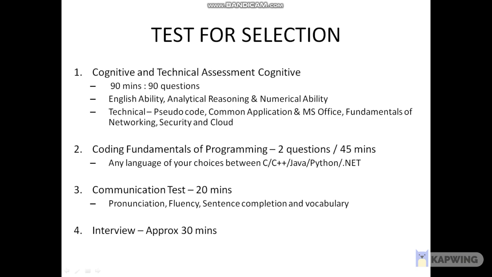The third round is the communication test, which is 20 minutes. Here they check your pronunciation, fluency, sentence completion, and vocabulary. Each of these sessions we will discuss towards the end of this video. The last one is the interview with two panelists, for approximately 30 minutes. Now let's see what topics are included and what you need to study for the Accenture interview.